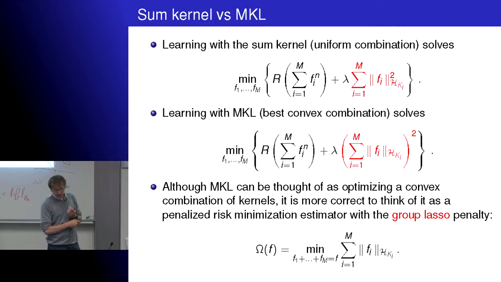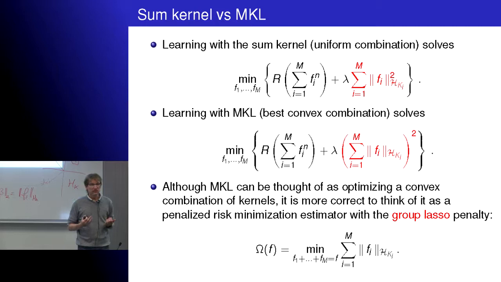Yeah, the take-home message is that if you have 10 kernels and you believe none of them is completely wrong, it's just that they capture different aspects of your problem, then it's better just to make the sum of the kernels. You make the sum, and you learn SVM with the sum.